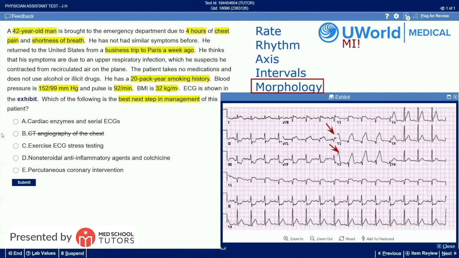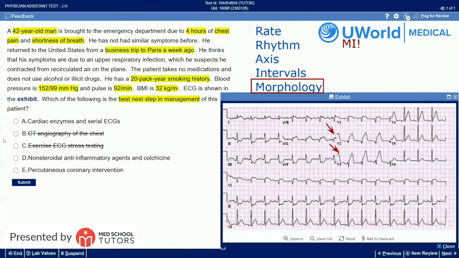And so as a result, I can use the strikeout tool because I am certain that I will not choose that answer. Going further, exercise ECG stress testing for answer choice C is also completely impossible. While it is related to cardiac ischemia, we would usually use an exercise stress test in order to determine whether somebody has cardiac ischemia as a screening measure.